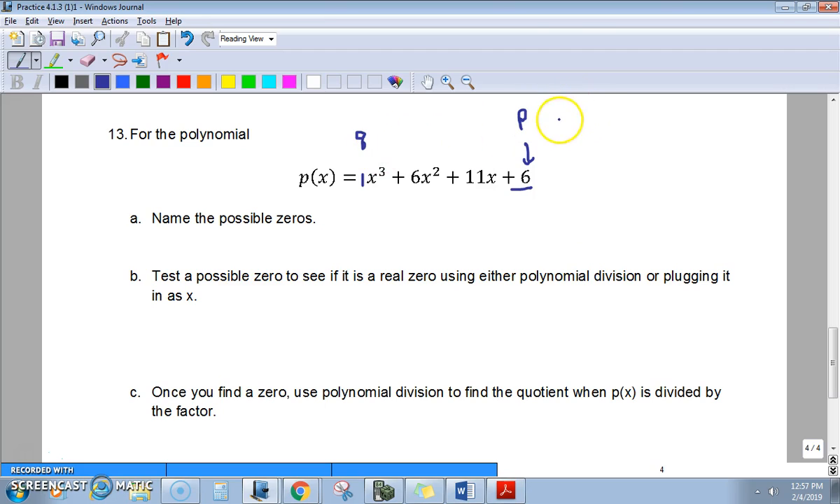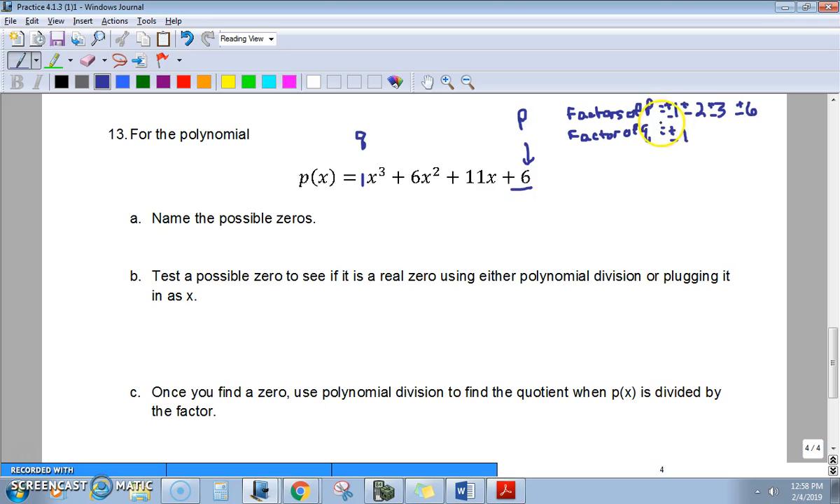So what does that mean? So let's find the factors of 6. So the factors of p are 1 and 6 and 2 and 3. But each of these could be positive or negative, right? Because if we have a negative times a negative, we still get that positive 6. And then the factors of q, well, that's pretty easy. The factors of 1 are positive and negative 1.